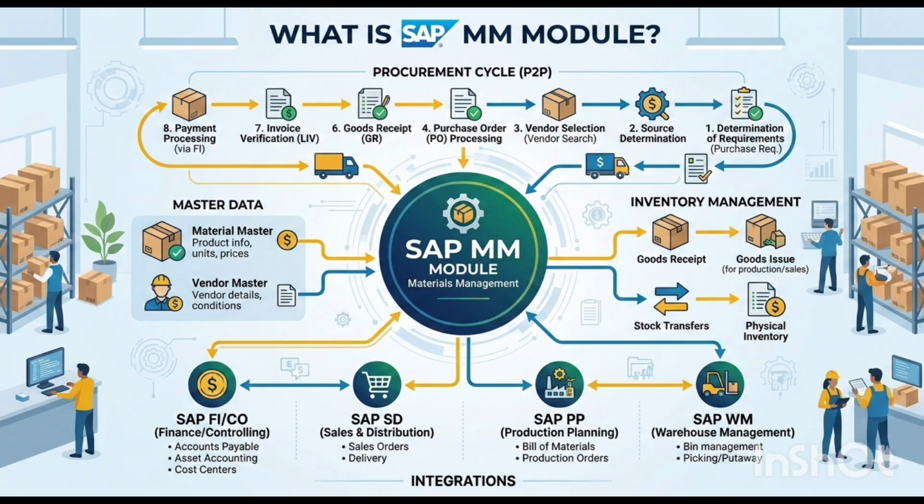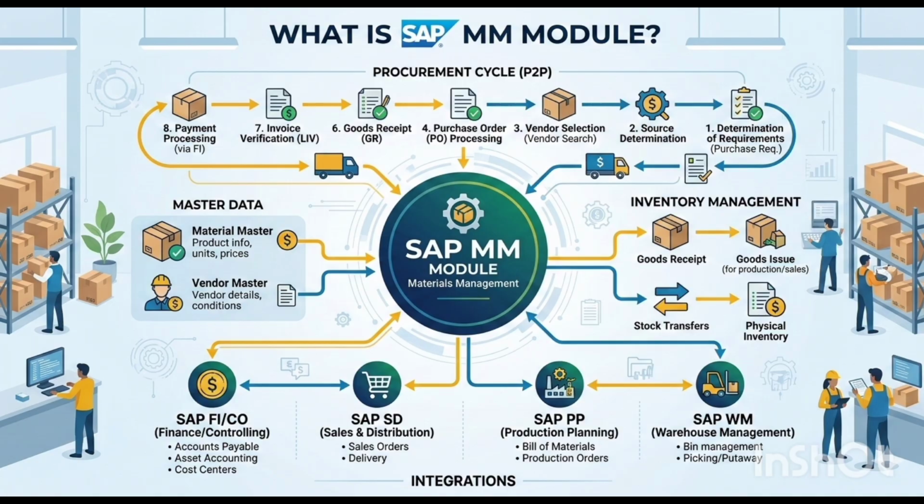This submodule tracks the quantity and value of materials held in stock. First, goods receipt, recording when items arrive at the warehouse. Second, goods issue, recording when items are used for production or sold to customers. And third, stock transfers, moving items between different storage locations or plants.